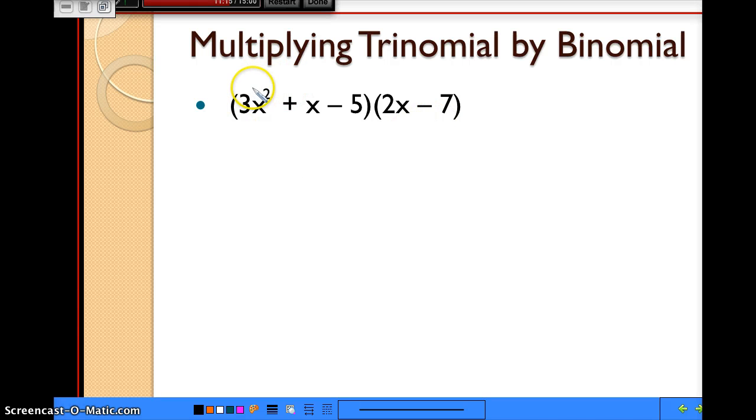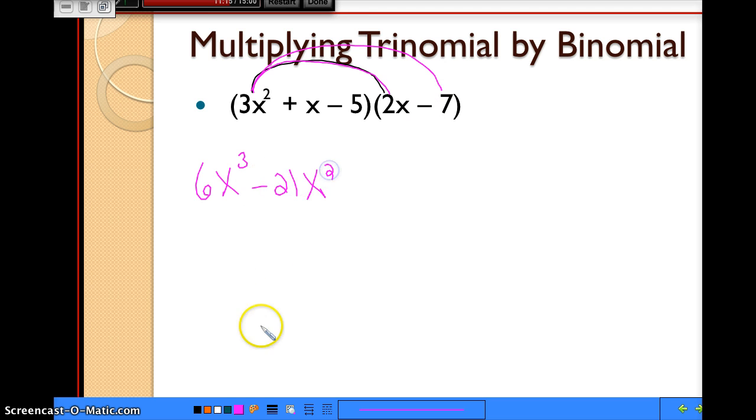All right, so you're going to do 3x squared. I'm going to multiply my 3x squared times my first term. 3x squared times 2x is 6x to the third. Don't forget, you add your exponents on those like bases. Then multiply the 3x squared times the negative 7, which would be negative 21x squared.